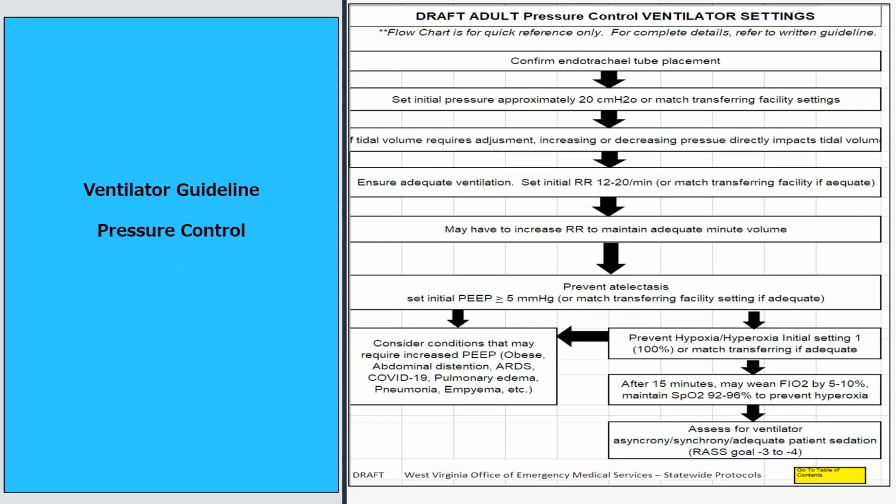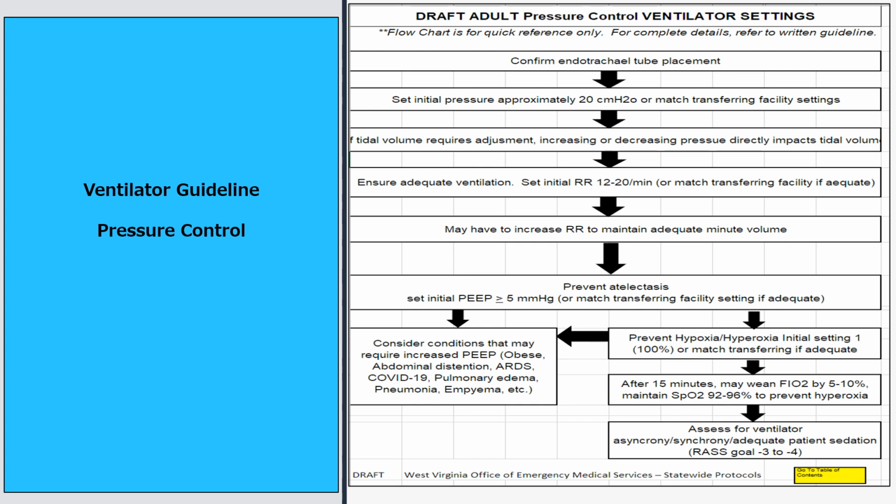The adult pressure control ventilator settings. The flowchart is for quick reference only. For complete details, refer to written guidelines. Confirm endotracheal tube placement. Set your initial pressure approximately 20 centimeters of water, or match transferring facility settings. If the tidal volume requires adjustment, increasing or decreasing pressure directly impacts tidal volume.